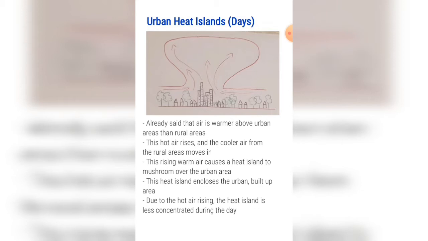Now remember, as the air moves from the rural areas to the urban areas, it kind of cools down the rural areas. And as it moves towards the urban areas, it heats up. And when it gets to the urban areas, it's forced upwards and creates that mushroom shape. That's why we get that nice mushroom shape of the urban heat island.